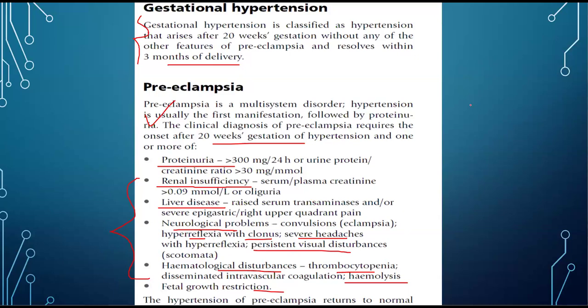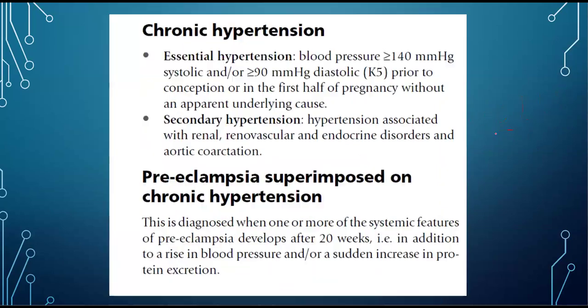There is another complication of preeclampsia, that is what we call HELLP syndrome. So what is HELLP syndrome? Sometimes a preeclampsia patient can be complicated by hemolysis, and then EL means elevated liver enzymes, and LP means low platelets. So that's called HELLP syndrome. And having HELLP syndrome is also a feature of severe preeclampsia or impending eclampsia. Chronic hypertension is when a patient had high blood pressure even before pregnancy.